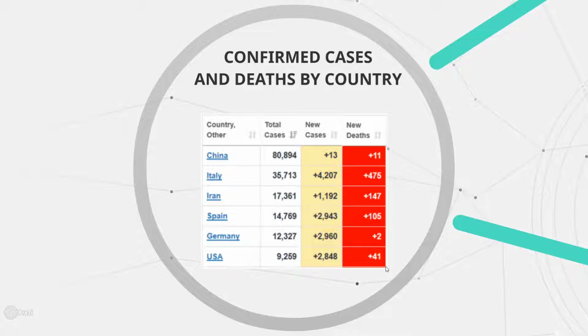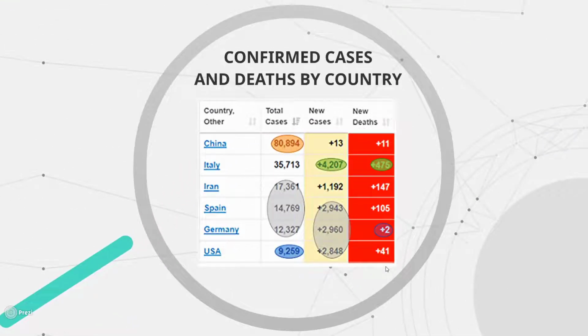For this particular table, how can we group the data? There are two choices. For example, you can group three countries, Iran, Spain, Germany, because they have somehow the same numbers of total cases. Or you can group Spain, Germany, and the USA because they have somehow similar numbers of new cases.